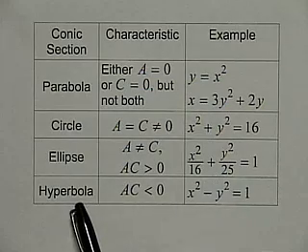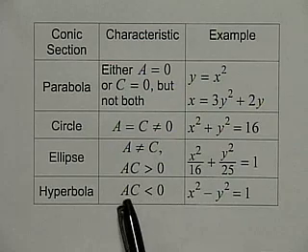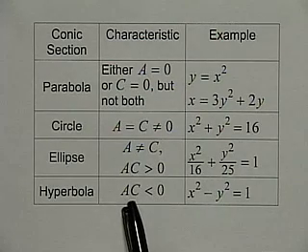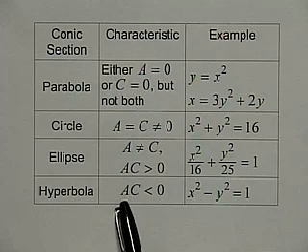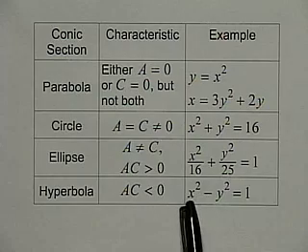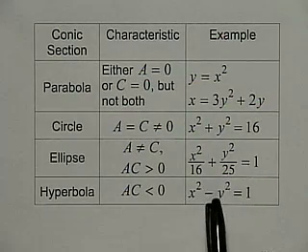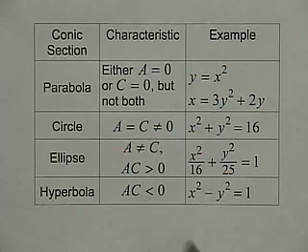For a hyperbola, the product ac is less than 0. A and c could be the same for a hyperbola, but the characteristic that makes an equation a hyperbola is that a and c differ in sign. For example, x squared minus y squared equals 1, in which case a is 1, c is negative 1, so their product is negative. Well, let's continue with this discussion and connect equations to graphs.